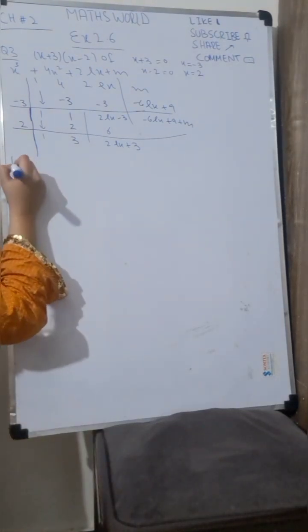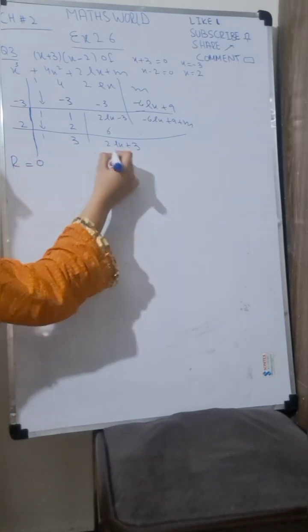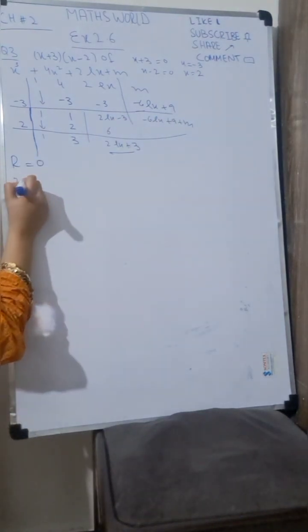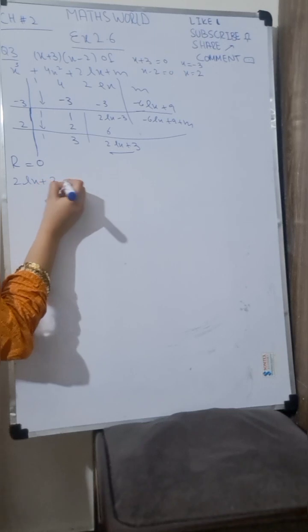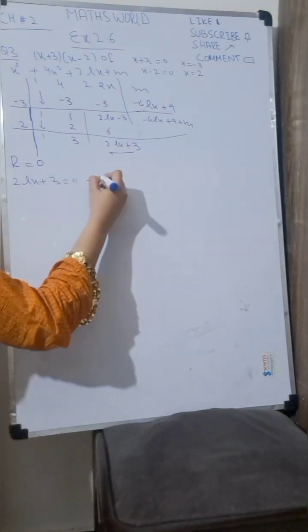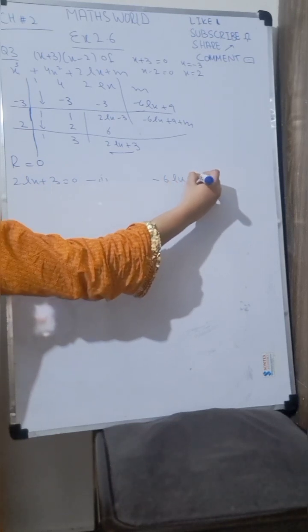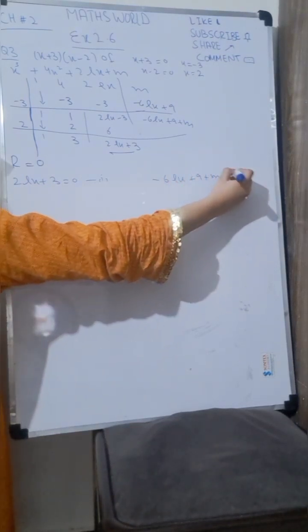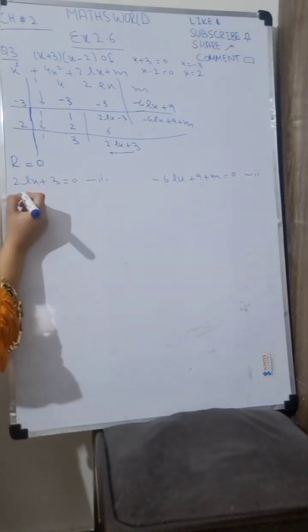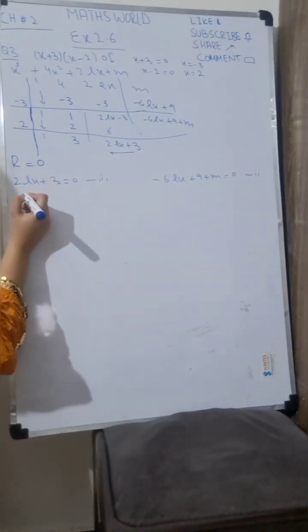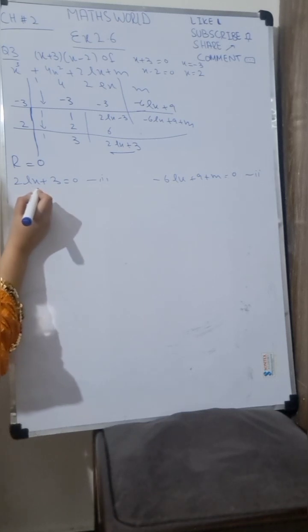Now what we will do, you can write that the remainder is equal to 0. Now we have two things here: 12x plus 3 is equal to 0, that can be our equation number 1, and the second equation can be minus 6Lx plus 9 plus m is equal to 0. These are our two equations. Now simply I am going to solve them.